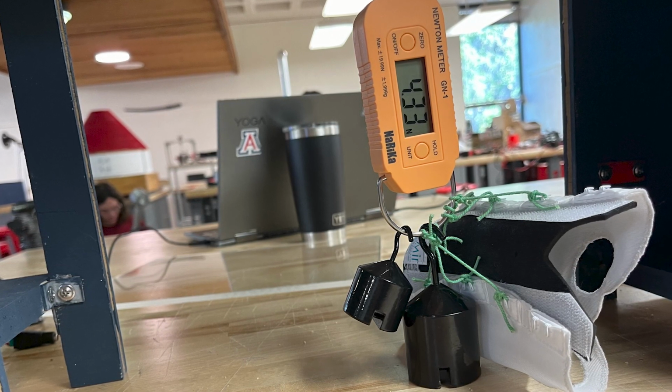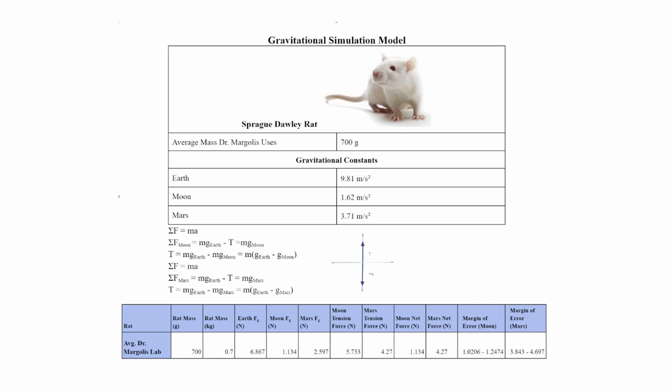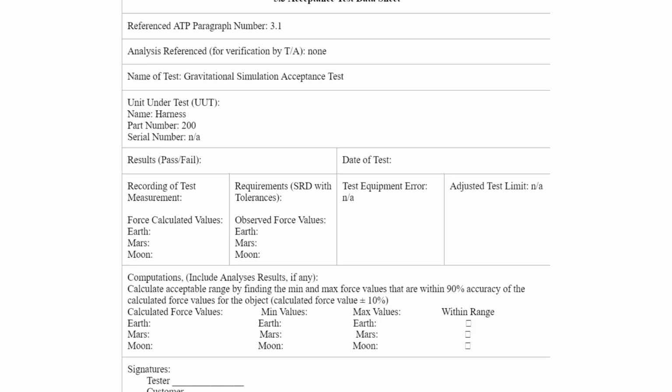The verification procedures for the harness subsystem focused on three main requirements: the ability to demonstrate that the harness and pulley system could hold 700 grams, accommodate gravitational simulations for Earth, Mars, and the Moon, and that these gravitational simulations match the force values calculated in the gravitational simulation model with an accuracy of 90%.